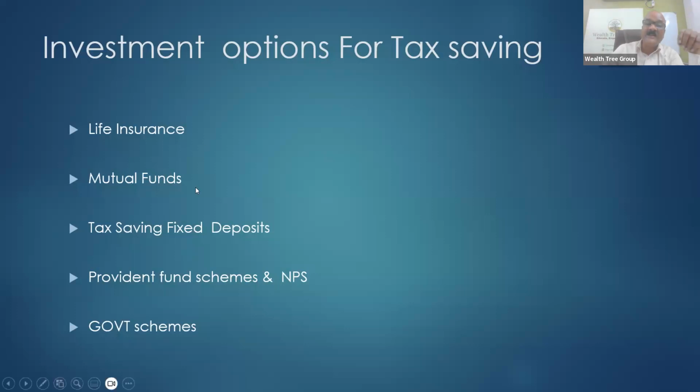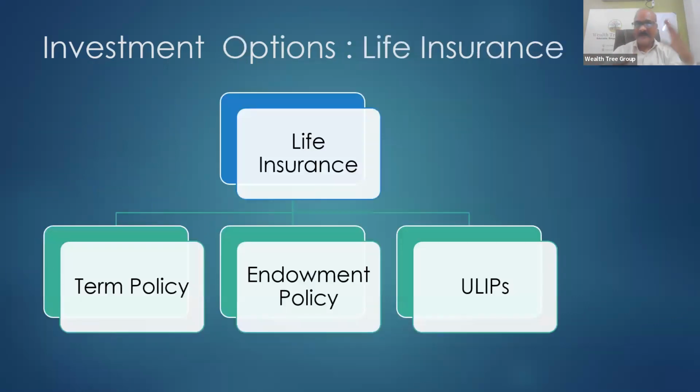One is life insurance, another is mutual funds, that is nothing but ELSS. Then tax saving fixed deposit, provident fund schemes and NPS, and government schemes. So these are the main things that we have. And out of that, let me give focus on the investments and how you need to understand these investments.